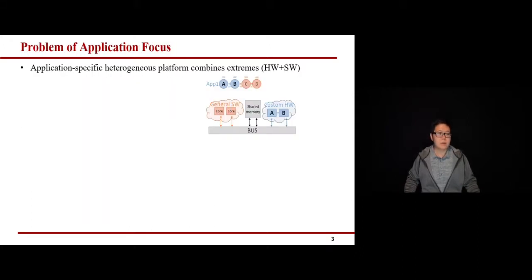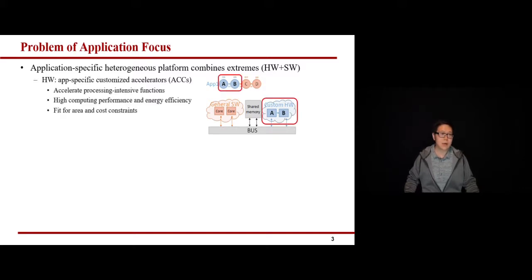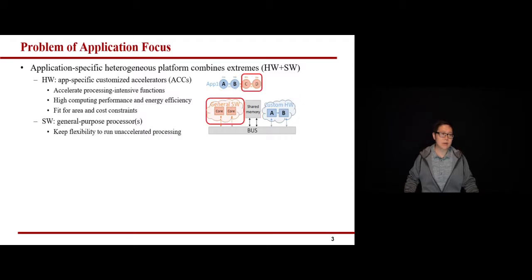The current approach to execute stream processing at the edge is to design an application-specific heterogeneous platform, which combines hardware and software. The hardware part is an application-specific accelerator to accelerate the processing-intensive computing, which can achieve high-performance computing and fit the area and cost constraints. And the software part is just a general-purpose processor to keep some flexibility.